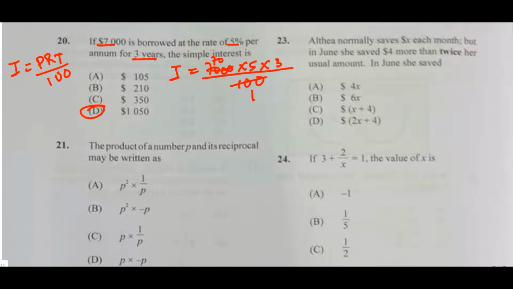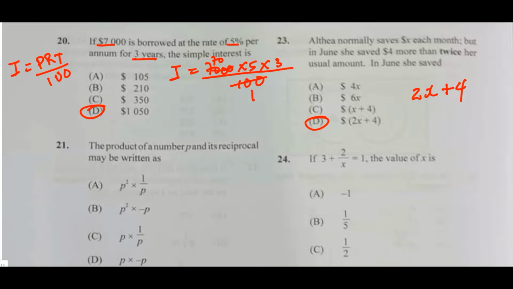So next we'll have number 23, because we're working across. Alethea normally saves X dollars each month, but in June she saved 4 more than twice her usual amount. So her usual amount is X, and in June she saved 4 more, so that's addition, than twice her usual. So twice her usual plus 4. So our answer would be D.